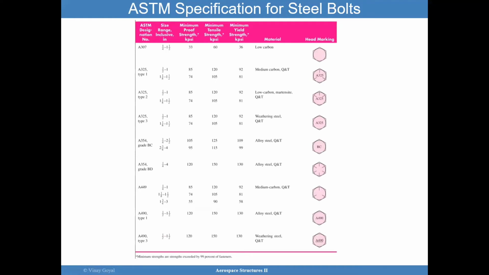ASTM specifications for steel bolts will have different markings, but very similar information such as proof strength, tensile strength, yield strength, and the material involved, and then will give you the size ranges for the various types of designations.